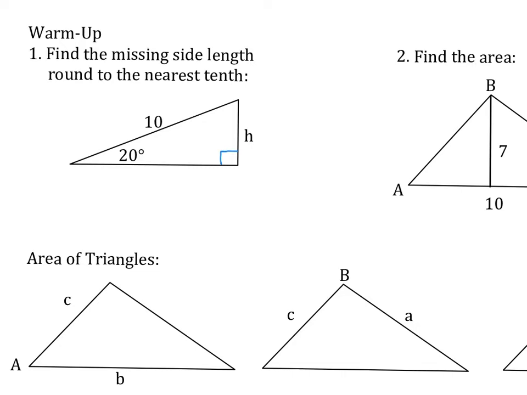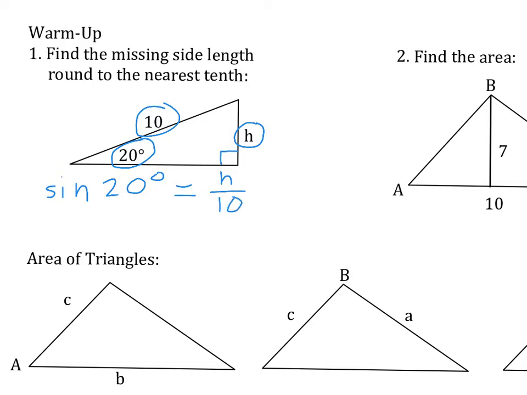Alright, so we recently learned SOHCAHTOA. We're given this angle. We want the side opposite of that, and we know the hypotenuse. So opposite and hypotenuse, that would be sine. So sine of 20 degrees, and opposite of the 20 is h, and the hypotenuse is 10.